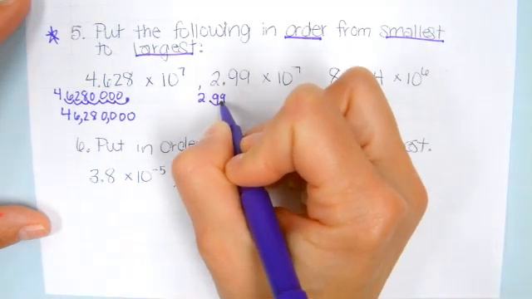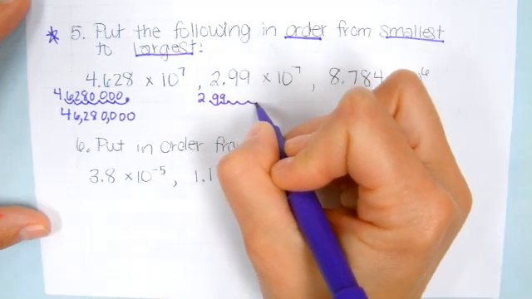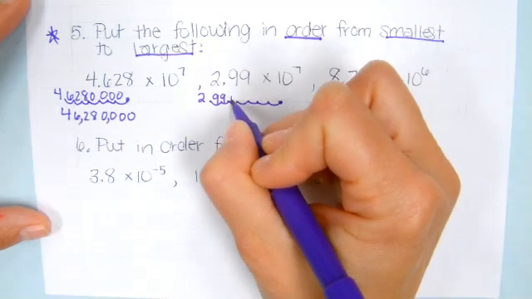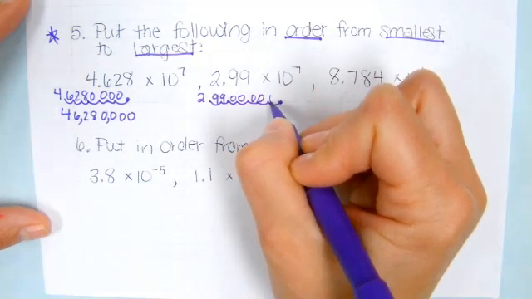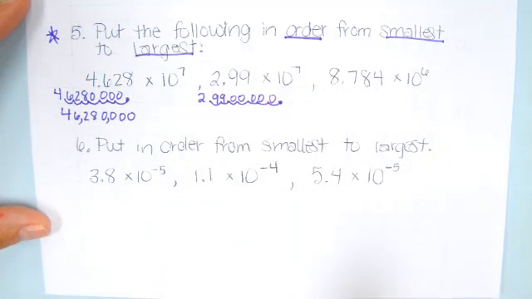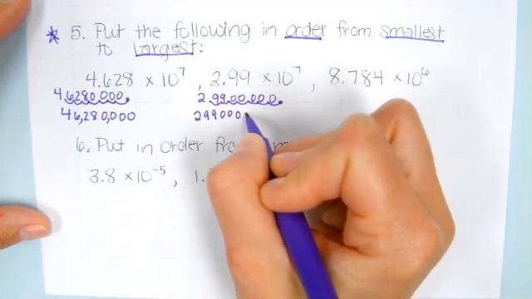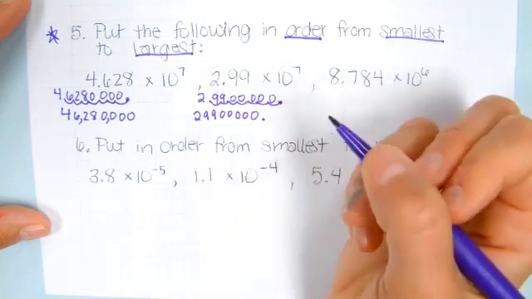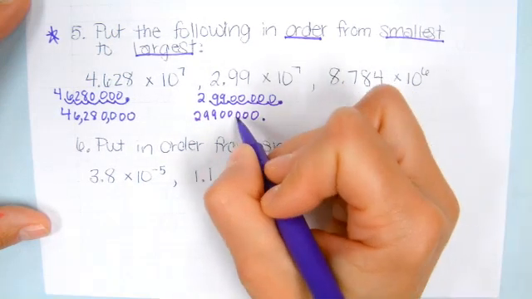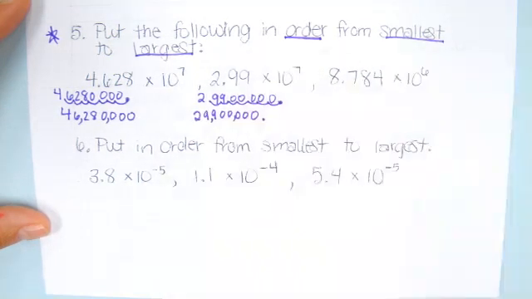2.99. 1, 2, 3, 4, 5, 6, 7. This time, there's not 7 zeros, there's 5. 2, 9, 9, 1, 2, 3, 4, 5. Did I get that right? Yeah, okay. Put those commas in, because it'll help you.